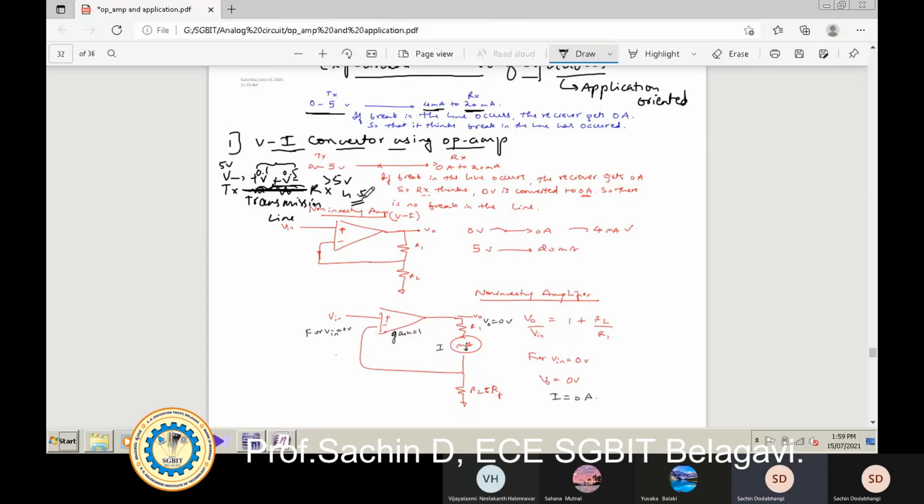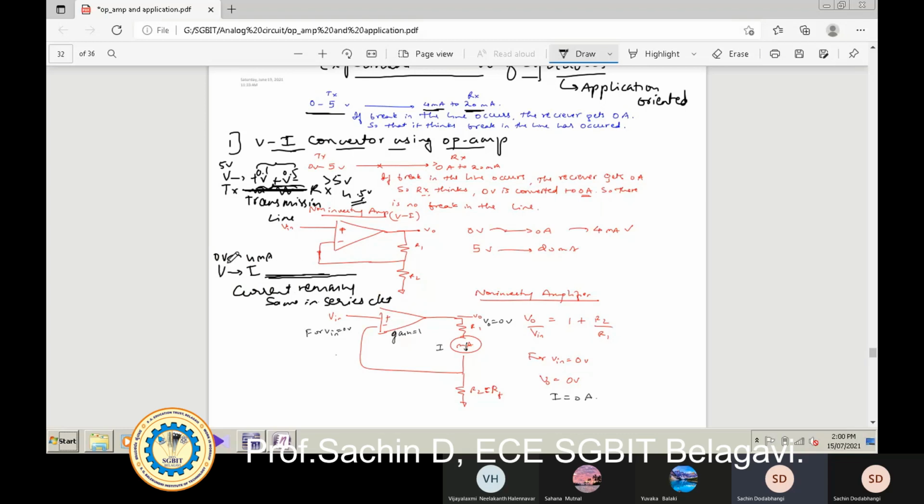Suppose I convert this voltage to current. Suppose I convert 0 volt to 4 milliampere, and this current can now be transmitted, because current remains the same in a series circuit. If the circuit is in series connection, the current remains the same.